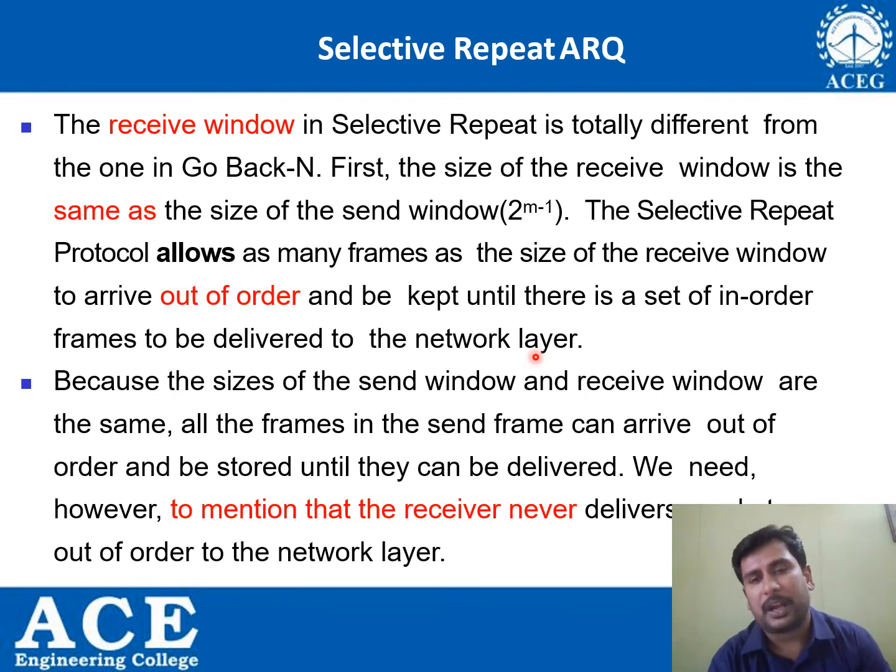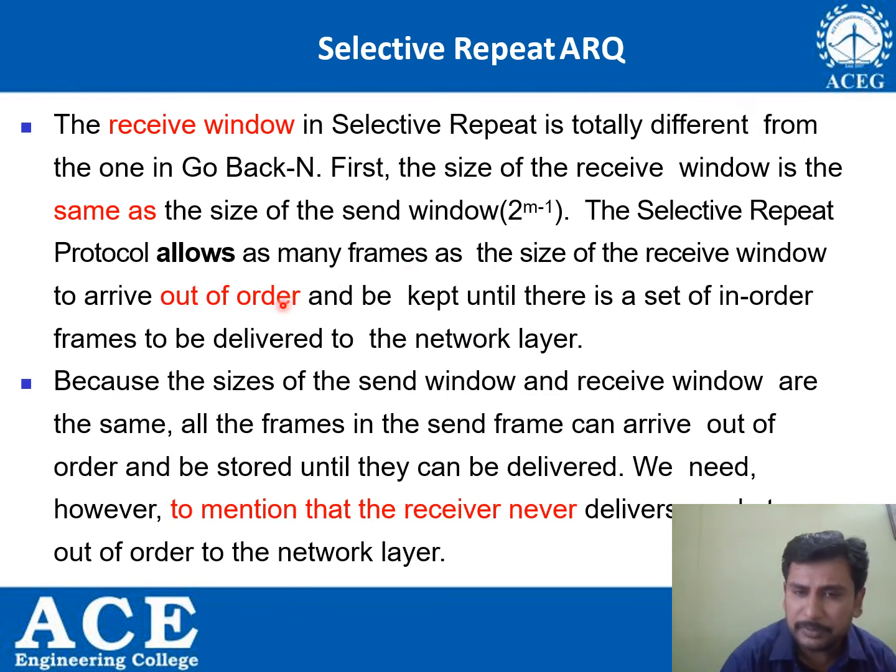For instance, after frame 0, if I receive frame 2, frame 3, frame 4, in case of Go-Back-N automatic repeat request, since Rn will be equal to 1, all these frames 2, 3, 4, which are out of order, will be discarded. But in case of selective repeat, the size of the receiver window is the same as the sender window, and so what happens is, though frames 2, 3, 4 come before frame 1, they are received by the receiver and kept in the buffer.